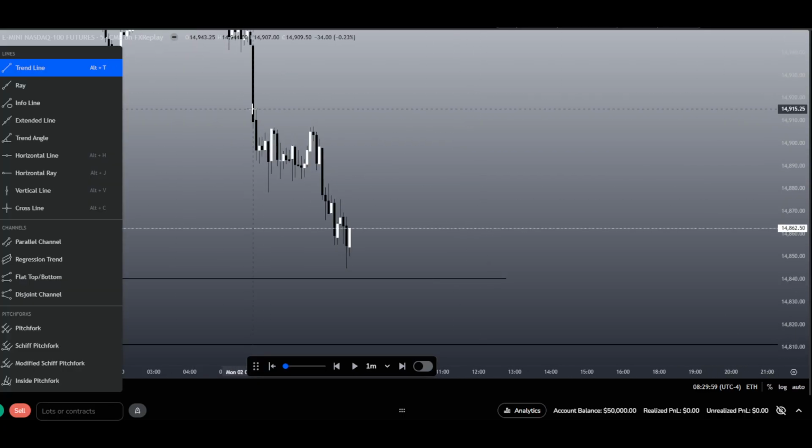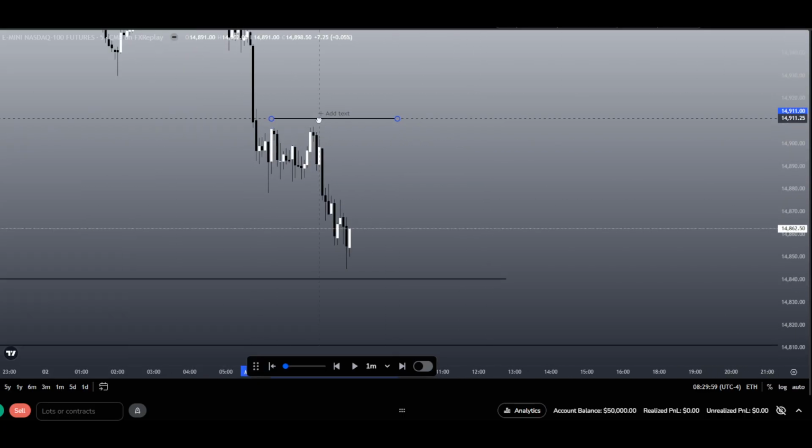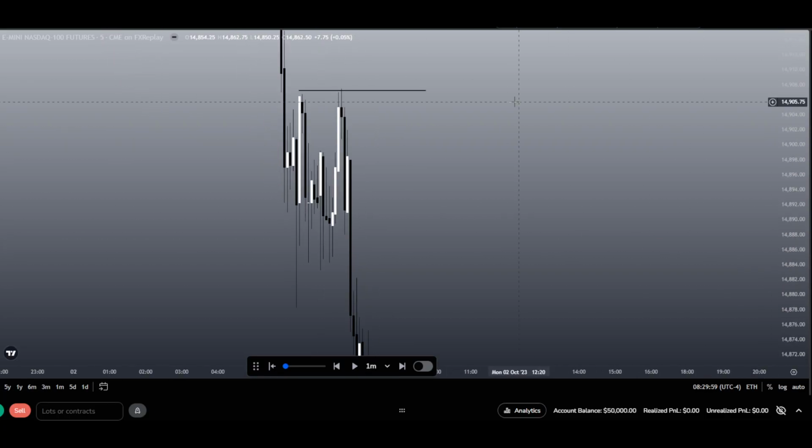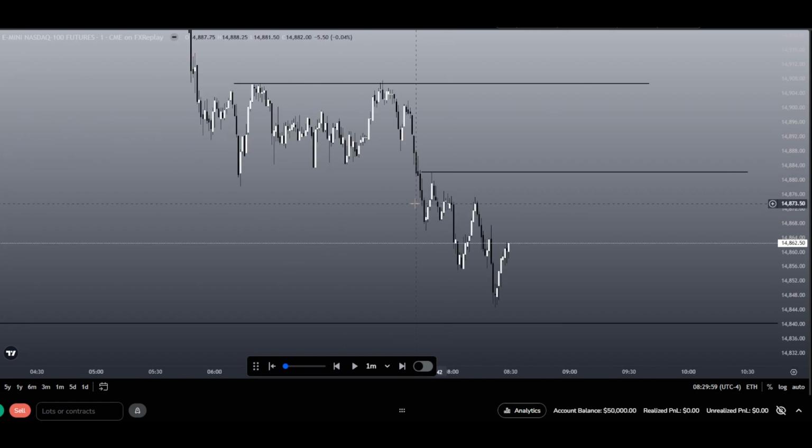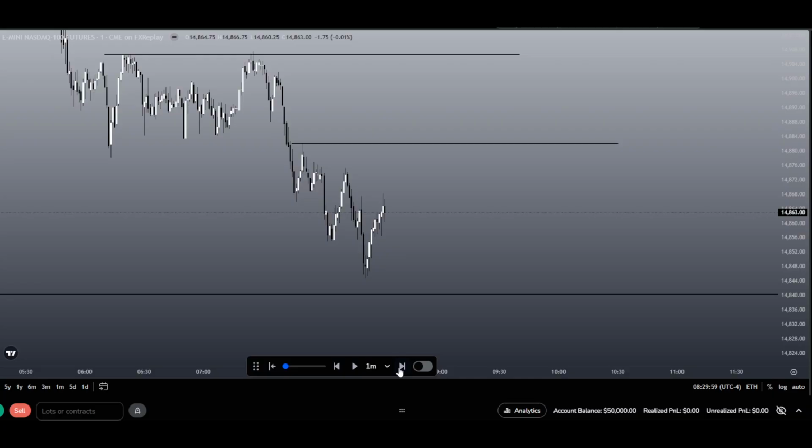So either short from these highs. Oh, these are equal, I think. Oh wait, no, they're not. I lied. A sweep of this would be nice, or just even this. Yeah, or I wait for the lows to get taken, then look for a long.